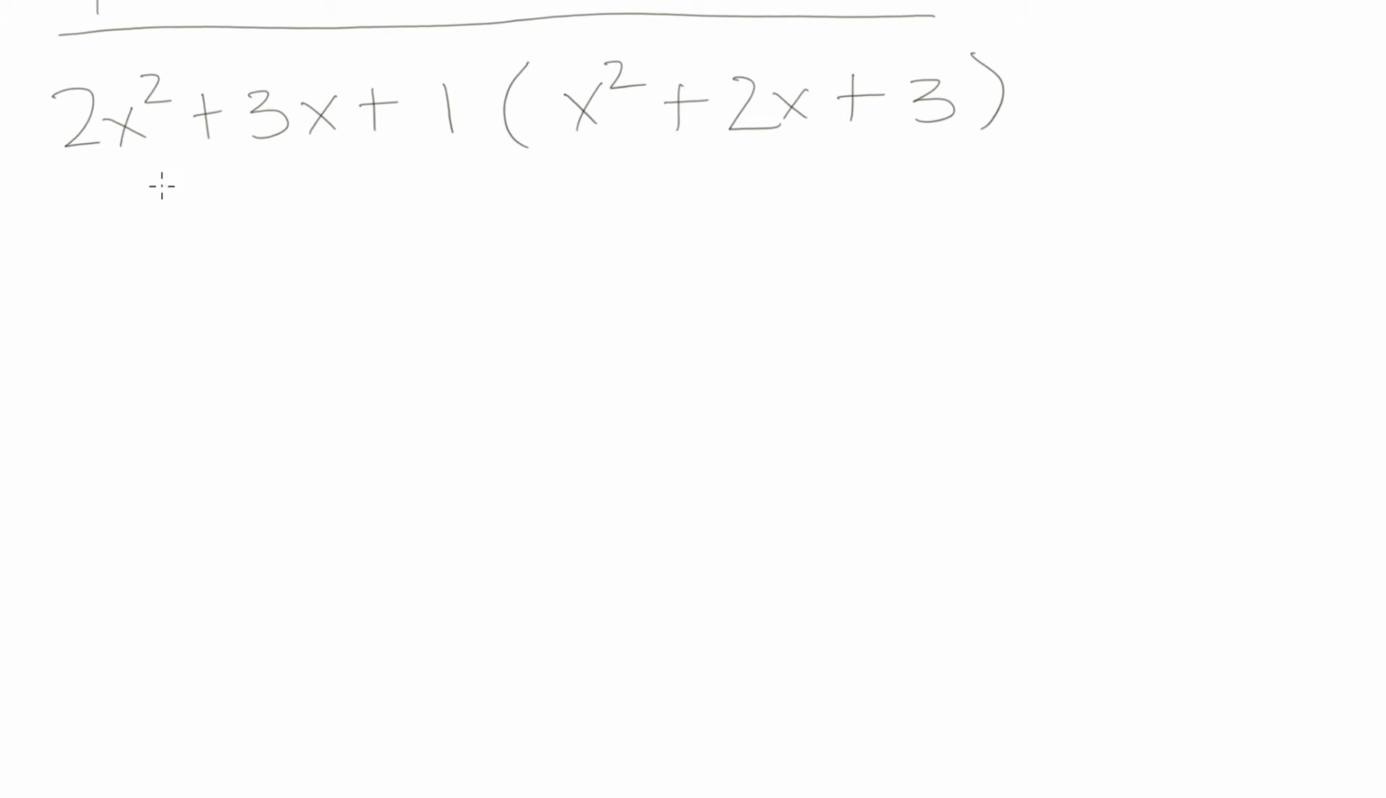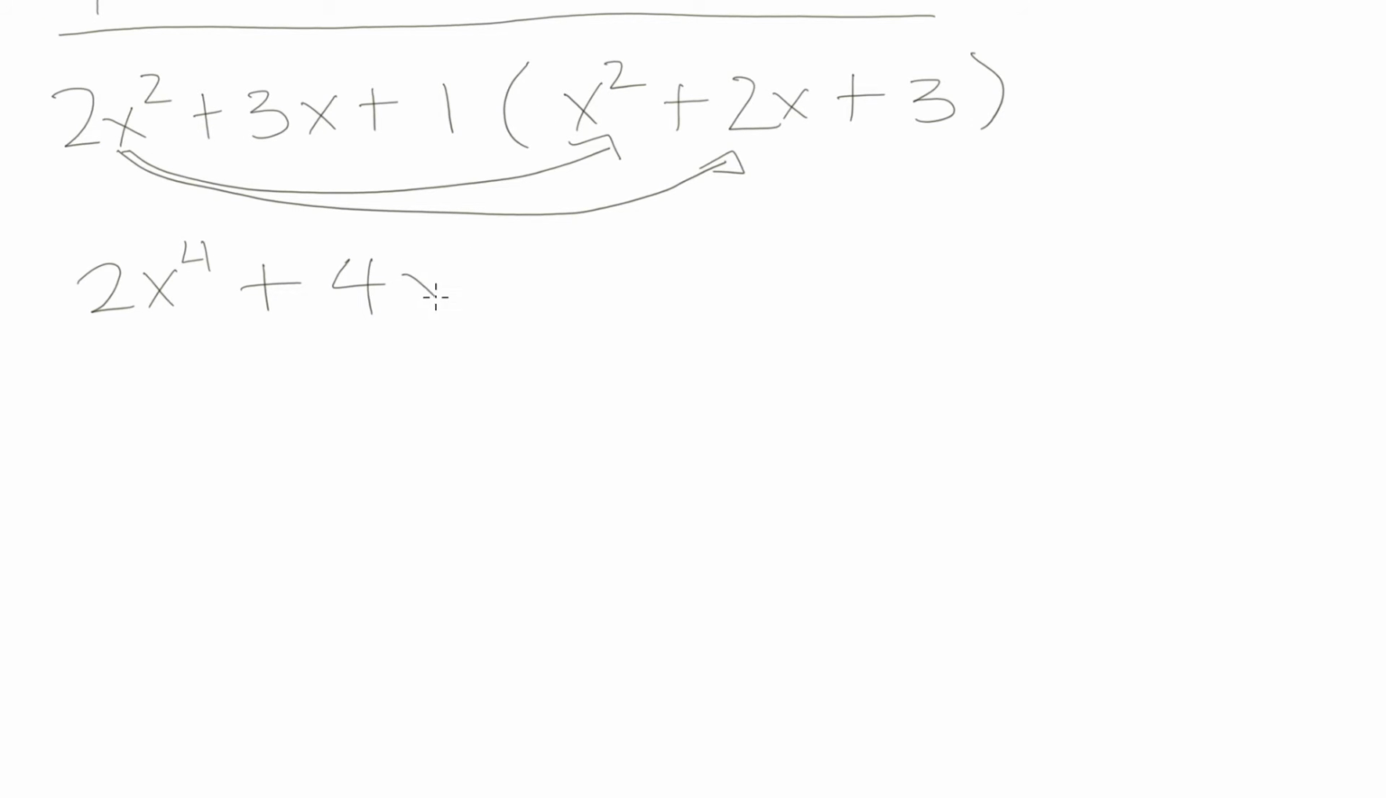Again, we're going to use the exact same logic that we did before. We're going to multiply each one of these terms by each one of these terms. So let's start. 2x squared times x squared is going to be 2x to the 4, because we have 2 multiplied by 1 is 2, and x squared times x squared is x to the power of 4. Now we have 2x squared multiplied by 2x. So we have 2 times 2, which is 4, x squared times x, which is x cubed.